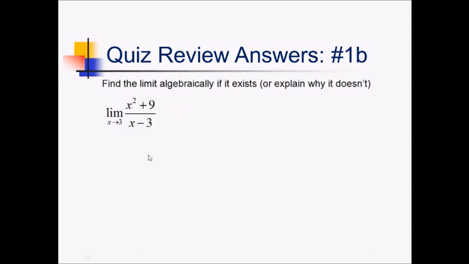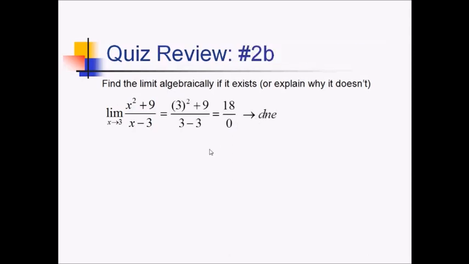For this problem, we're trying to find the limit as x approaches 3 of this rational function. Now, it looks like I might be able to factor, but on closer examination, I really can't factor x squared plus 9. So we might as well just plug 3 in here. If we do that, we've got 3 squared plus 9 over 3 minus 3. So that's 18 over 0. Since we have a number that is not 0 divided by a number that is, that means we're dealing with a vertical asymptote for this. So that's going to be DNE. The limit does not exist here.